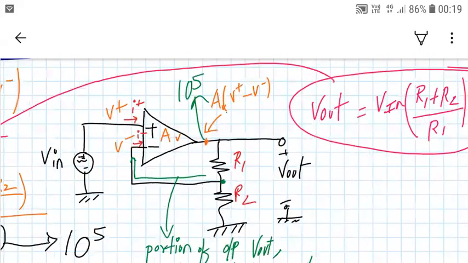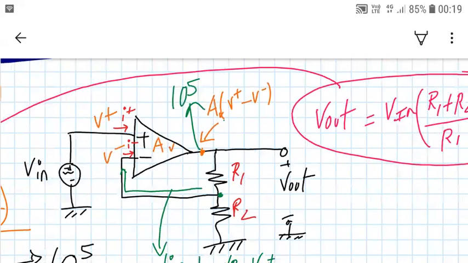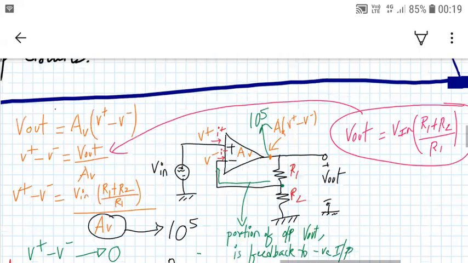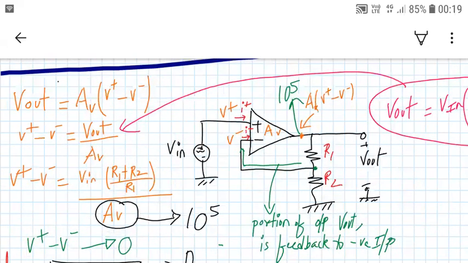So in this op-amp, the output without any resistors, if we consider, is given by over here, where it is written as 10 raised to 5 there. It is written as AV times V plus minus V minus. So the input terminals are V plus and V minus. So the output of this op-amp will be given by AV times V plus minus V minus. So can we write that down? Yes, we have written that. So V plus minus V minus will be V out upon AV, and V out is nothing but this formula which we substitute over here. So we get V plus minus V minus is equal to V in into R1 plus R2 upon R1 divided by AV.